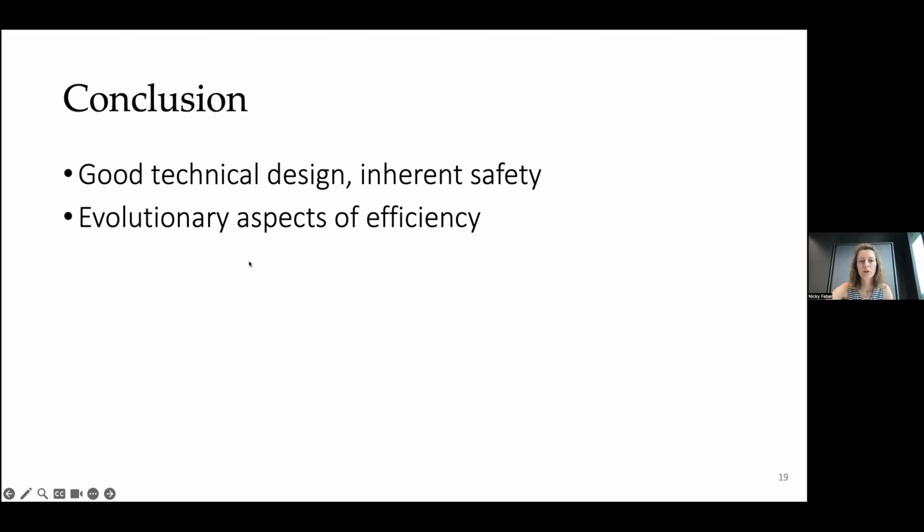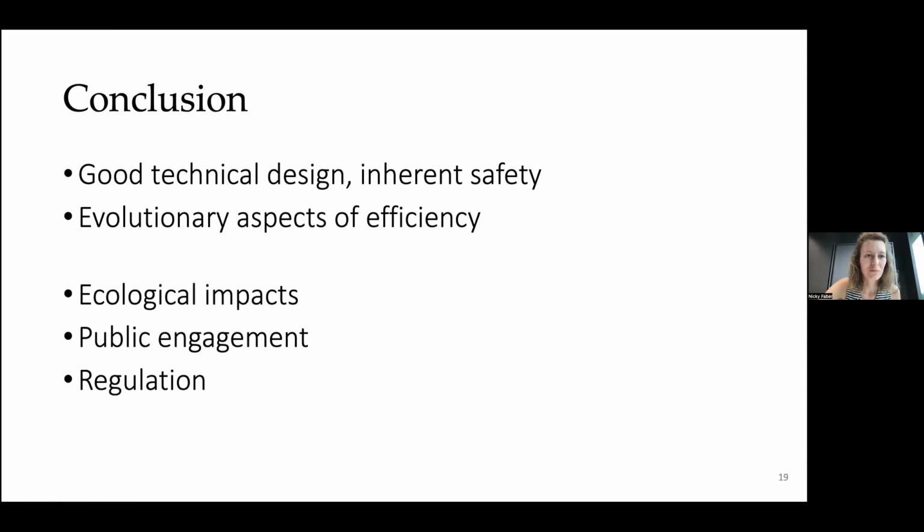So for my conclusion, we're definitely going to need good technical design with inherent safety mechanisms built into it, and locally fixed alleles are unlikely to provide that. We need to look more into the evolutionary aspects of efficiency. And that is, of course, besides the fact that we also need to look into the ecological impact and public engagement, whether we even want to use this technology in the first place.